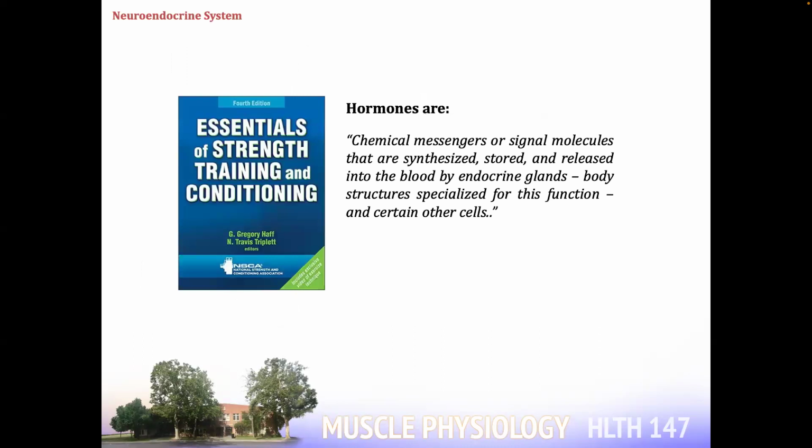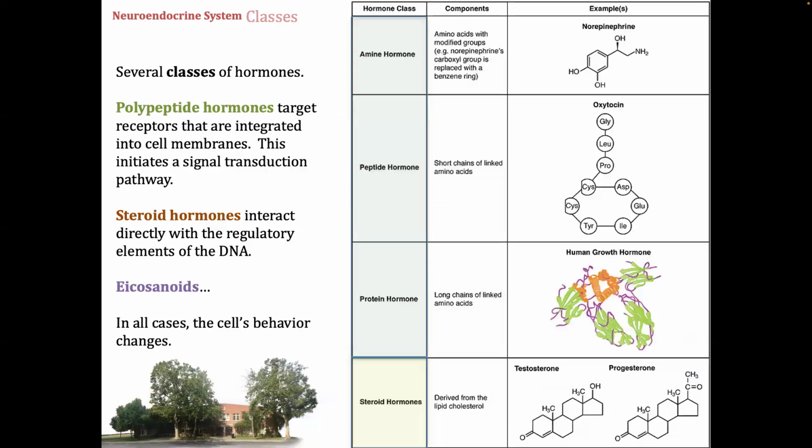As a reminder, this is the definition of hormones. This comes from the Essentials of Strength Training and Conditioning book, the fourth edition, and it's chemical messengers or signal molecules that are synthesized, stored, and released into the blood. It's mostly the blood. We'll talk about that. Released by glands and other cells.